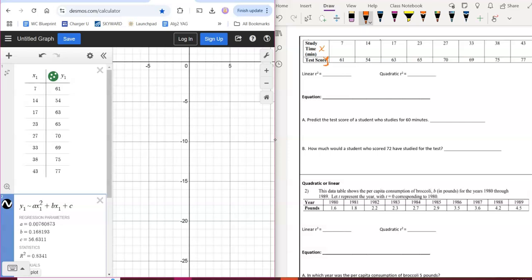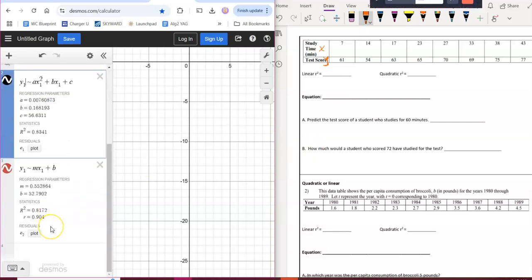Okay. All right, so once you get your quadratic regression entered and the linear regression entered, so here I have my quadratic y1 tilde ax1 squared plus bx1 plus c, and then your linear one, y1 tilde mx1 plus b. All right, once you get those entered, we are going to look at the data. So it says to list the linear r squared. What does your linear r squared there say?